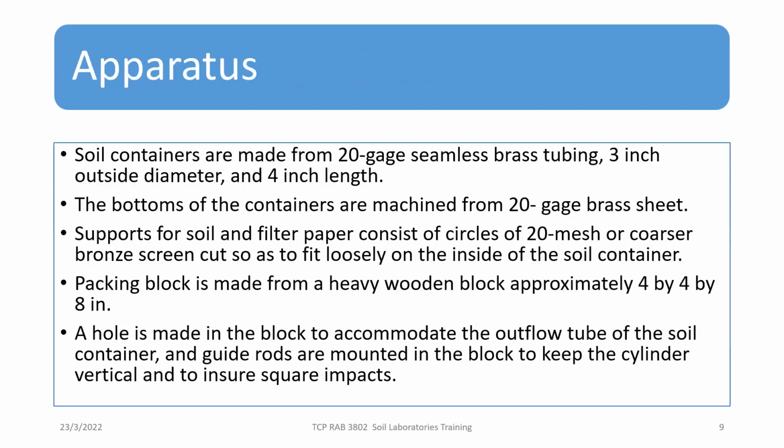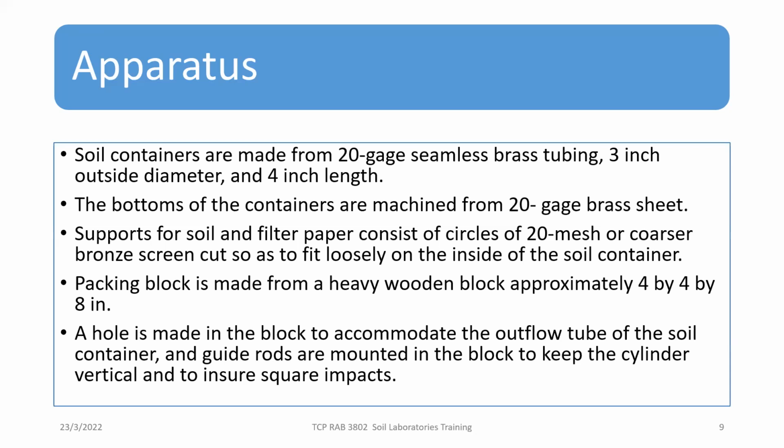The apparatus used for hydraulic conductivity is basically a soil container, and normally they use a pipe type of soil container, like a core. And in the bottom of the core or container, there will be a gauge or brass sheet. And at the top, you have to put some filter paper on top of the soil.